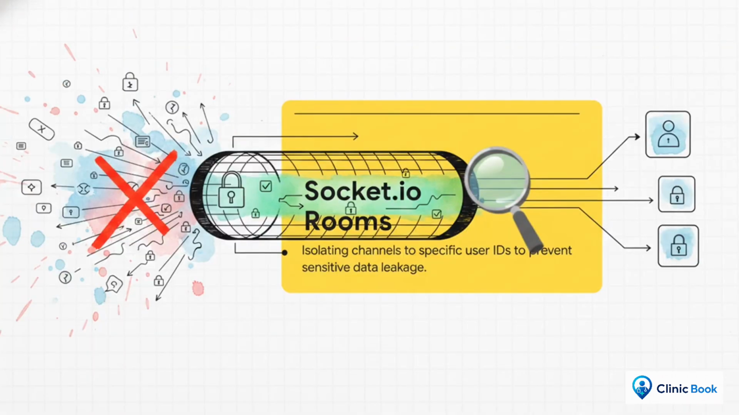Now, obviously, broadcasting socket events to everyone is a massive security risk. By isolating our socket.io communication channels into specific user ID rooms upon connection, we guarantee that highly sensitive data, like check-in updates or chat messages, only flows to the properly authorized portal. It's blazing fast real-time performance locked inside a secure tunnel.